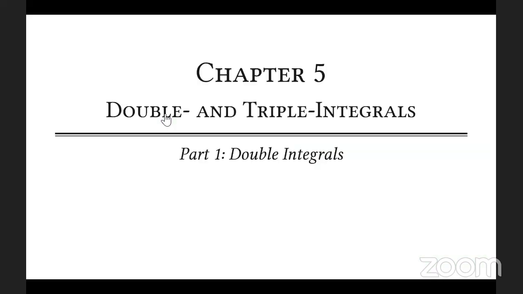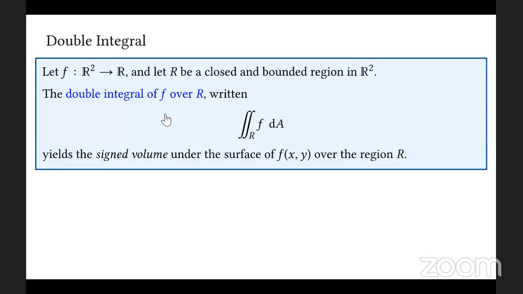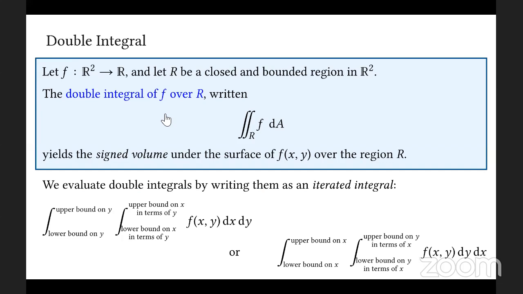Okay. Double and triple integrals. So f, a function of two variables. The double integral of f over R, written like that, gives us the signed volume under the surface of f over that region. We evaluate those by writing them as an iterated integral. If we integrate first in the x direction and then the y direction, we have lower and upper bounds on x in terms of y, and then lower and upper bounds on y. Or the other direction, right?